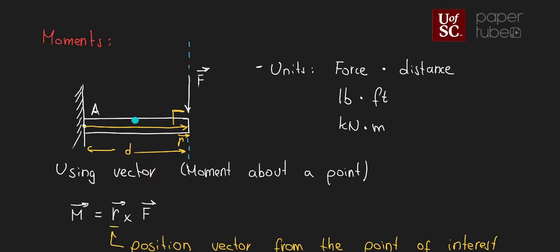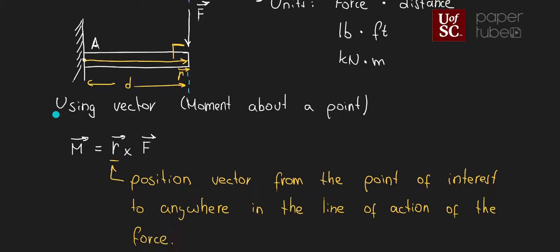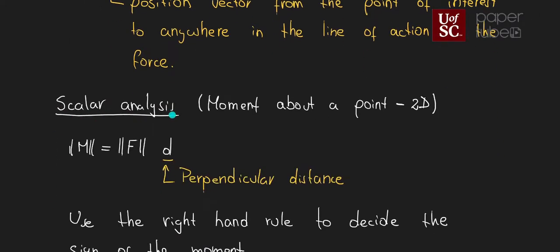So to summarize, in terms of moments about a point, there are two approaches. We can use the vector analysis with the cross product, or we can use the scalar analysis, where we take the magnitude of the force times the perpendicular distance. And again, this one is mostly for 2D problems. If you're using any 3D problems, I do recommend that you use the vector analysis.